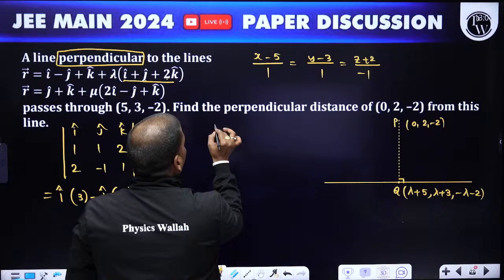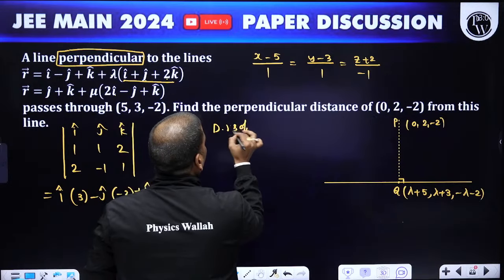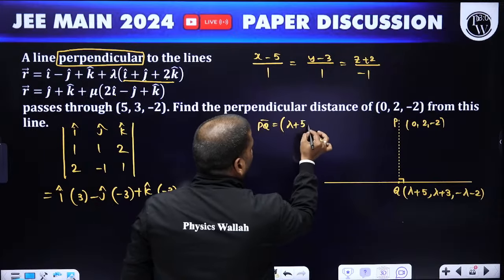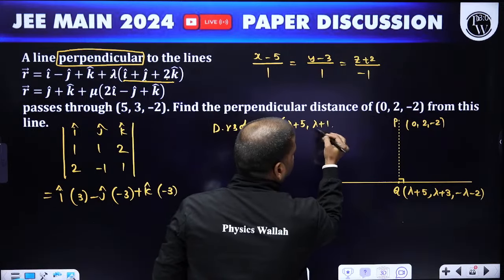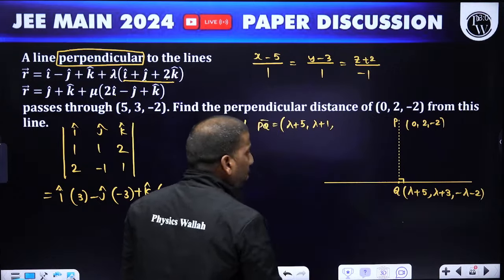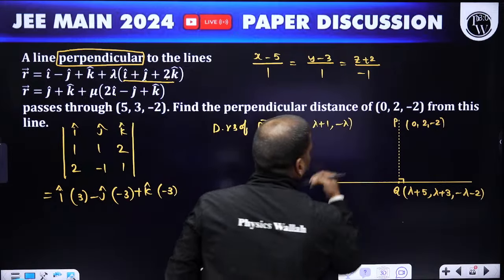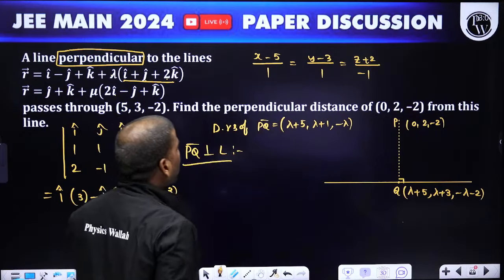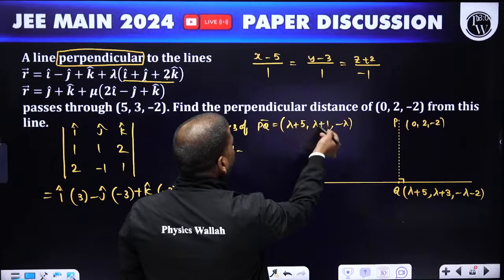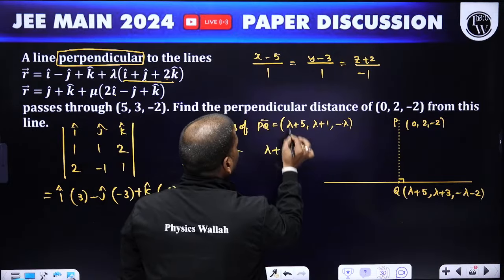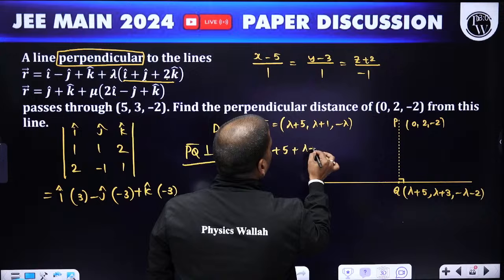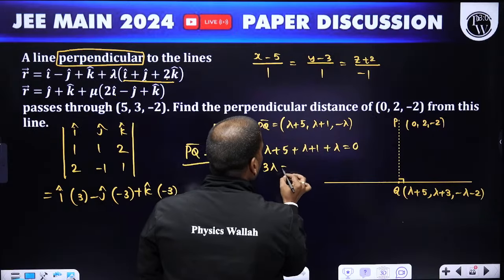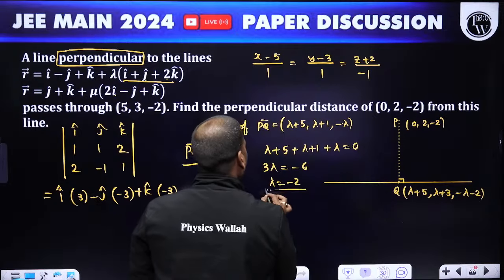What should we write? The DRs of PQ bar. What is the DRs of PQ bar? Lambda plus 5, lambda plus 3 minus 2, so lambda plus 1, and minus, so plus, so minus lambda. PQ bar is perpendicular to the line. When PQ bar is perpendicular to the line, the product is A1 A2 plus B1 B2 plus C1 C2. So lambda plus 5 times 1, here lambda plus 1, and plus lambda, which is equal to 0. So 3 lambda is equal to minus 6, lambda is equal to minus 2.